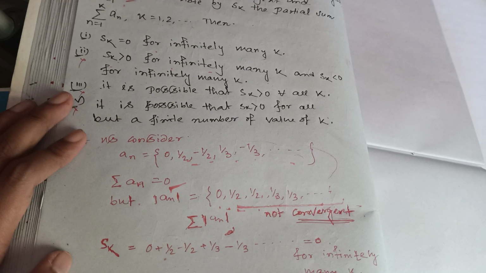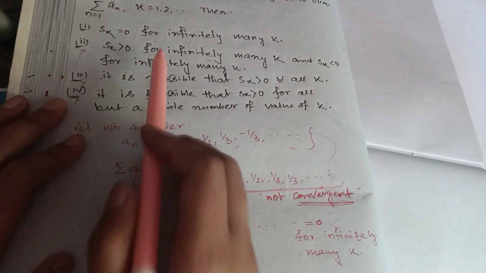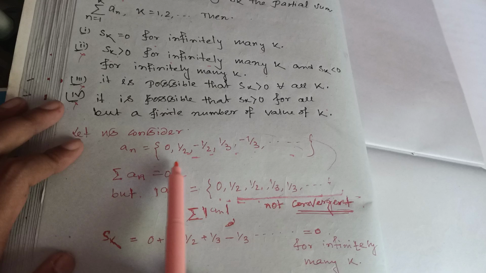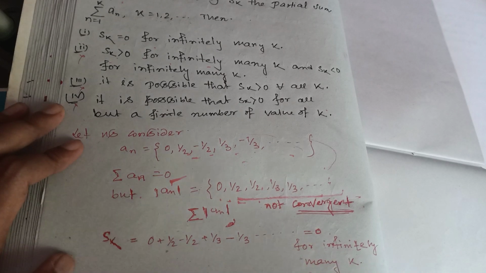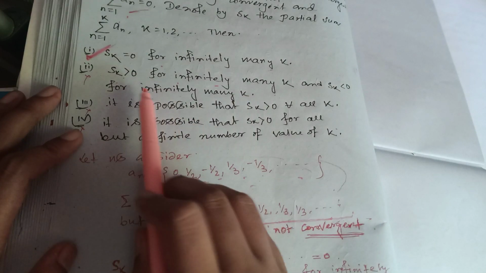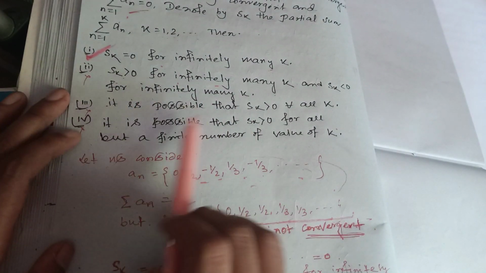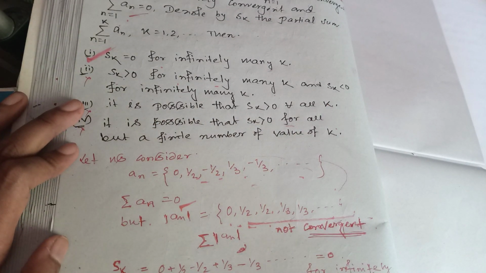Obviously S_k means the summation of a_n from n equals 1 to k. If we sum term by term, we get 0 for infinitely many k. So option one is correct. If the first option is correct, then nothing of the greater-than or less-than type holds, so the second option is discarded, the third option is discarded, and the fourth option is discarded. I hope it is clear to everyone. Only the first option is correct.